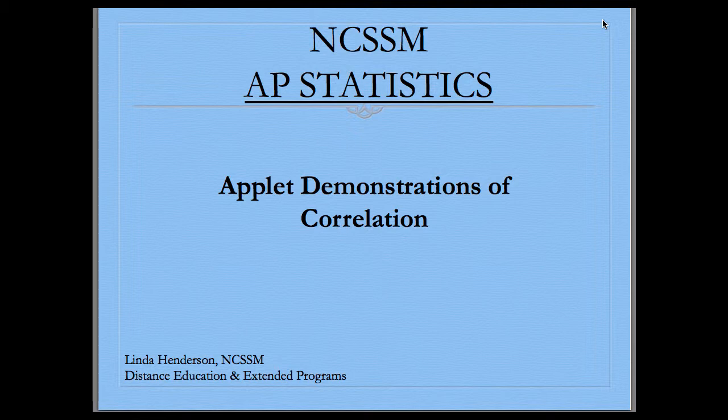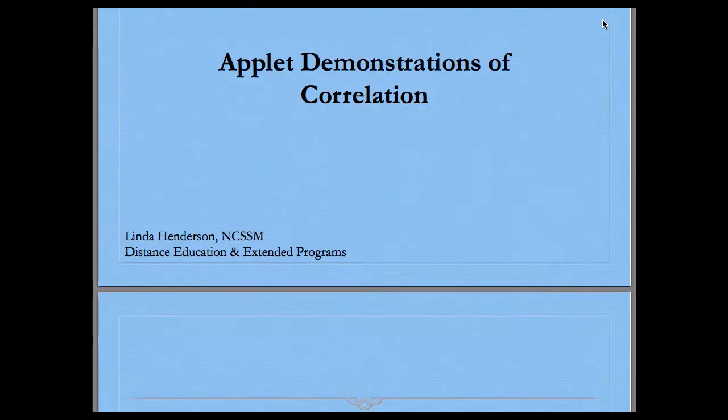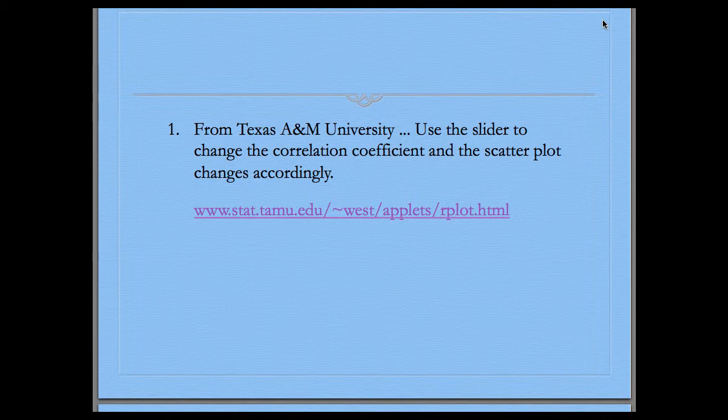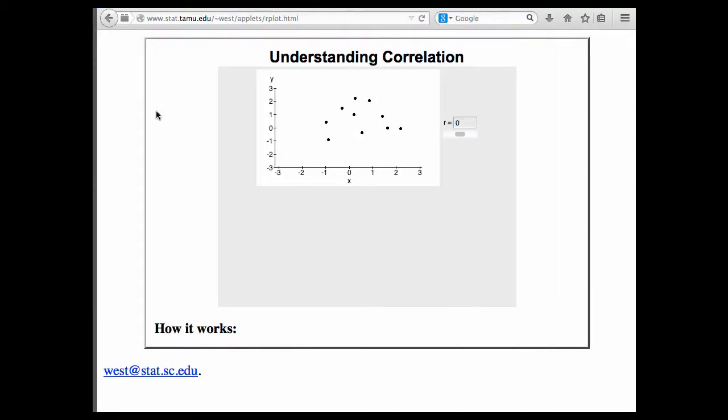Otherwise, get ready to take note of what some of these URLs are. Again, there are 4 that I'll be walking you through. The first one comes to us from Texas A&M University. This is a really great applet that will show you a great visual of a certain correlation coefficient and what a corresponding scatter plot might look like with that correlation coefficient. You can see the URL there if you want to jot it down or copy it over and open your own browser and try this. I have them all set up for us so you can see what they do.